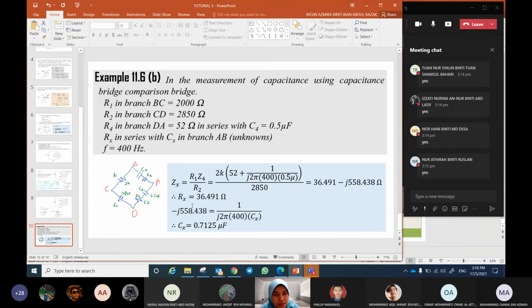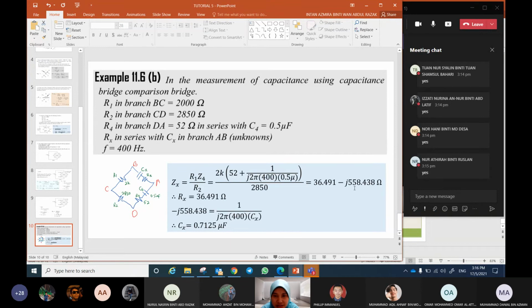Okay. So this is Rx. The imaginary term is for Cx. Okay. So because of minus J, make sure you got minus J not plus J. Plus J represent inductor. Okay, and then now we want to find the value of Cx. Okay, we have found for Rx.